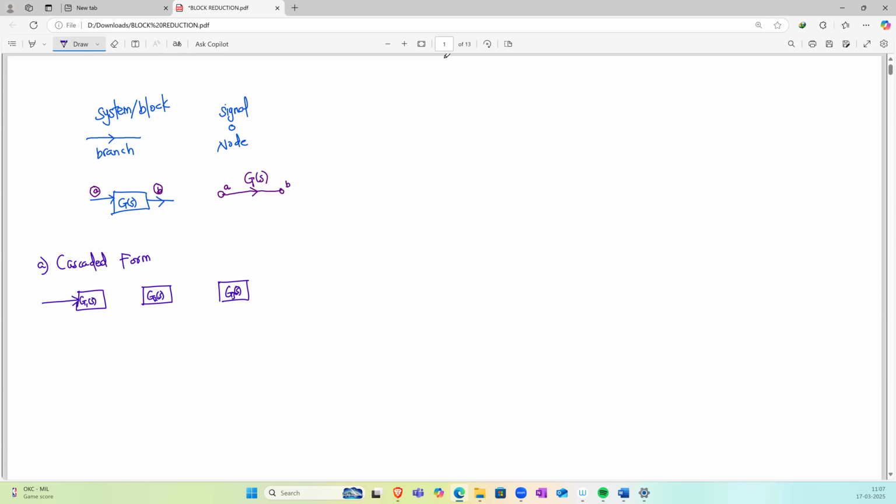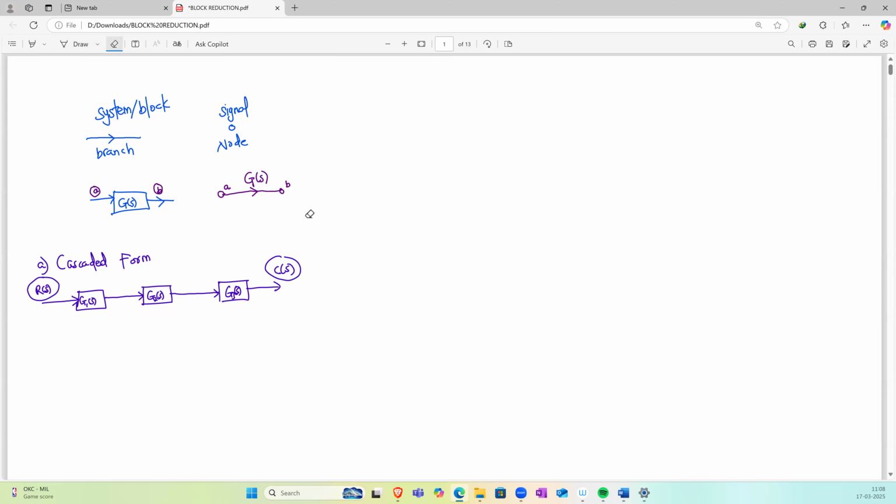Then you have the input signal, let's call it R of S. There's an internal signal, this one is an internal signal. And then the output signal, let's call it C of S. Now there's a way for us to represent the cascaded form in signal flow graph form. So the easiest way to do it is to first identify your signals. So we've identified this particular signal as our input signal and this one as our output signal.